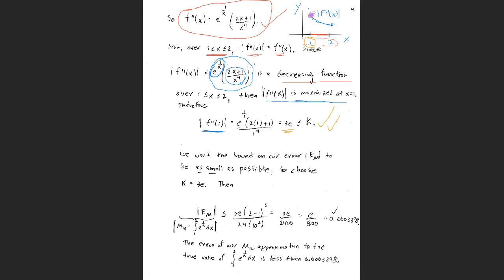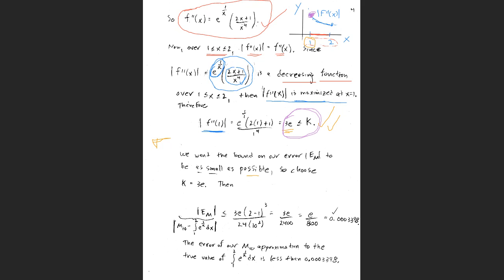Very good. But of course, our second derivative is decreasing. So we want the bound on our error to be as small as possible. So, k here, I want to say this the right way, k here is greater than or equal to 3 times e.